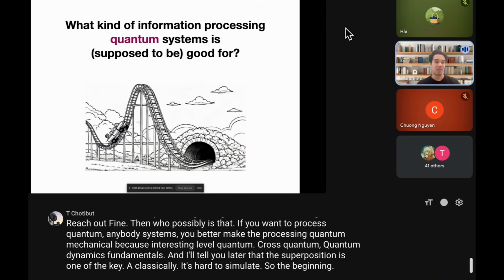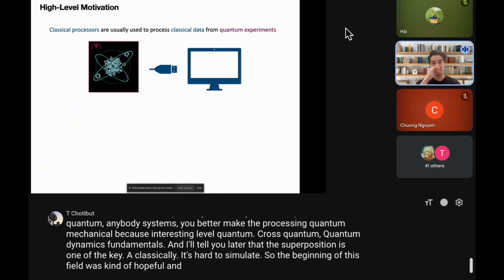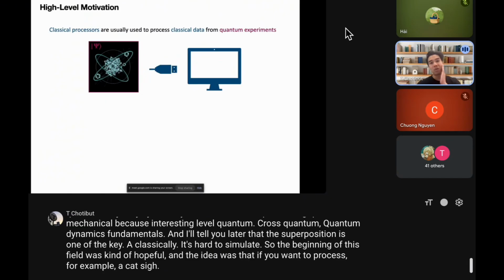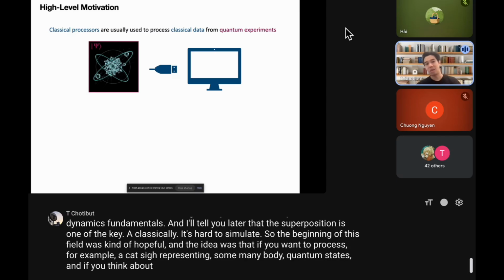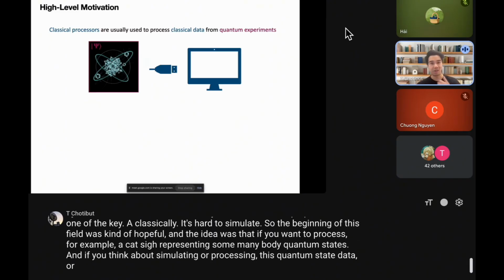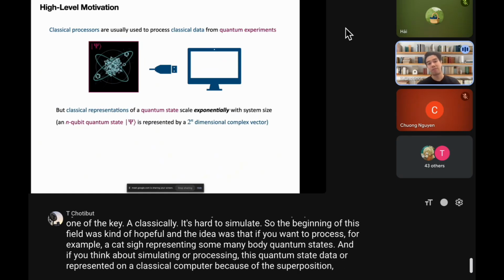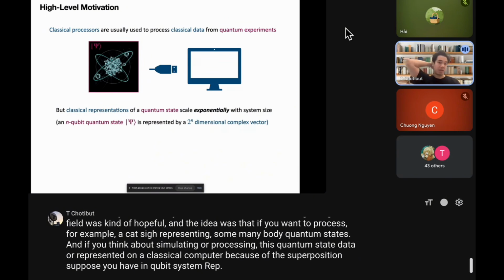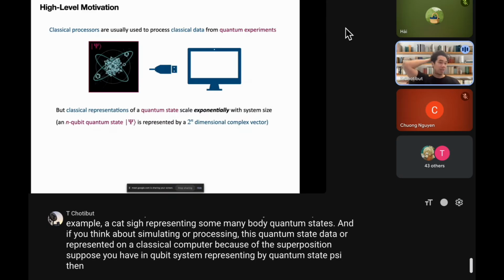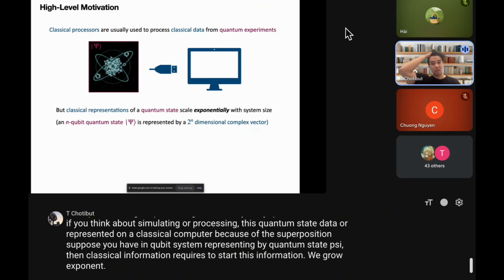So the beginning of this field was kind of hopeful, and the idea was that if you want to process, for example, a ket psi representing some many-body quantum states, and if you think about simulating or processing this quantum state represented on a classical computer, because of the superposition, suppose you have an n-qubit system represented by quantum state psi, then the classical information required to store this information will grow exponentially large in the number of qubits that you have, 2 to the n.